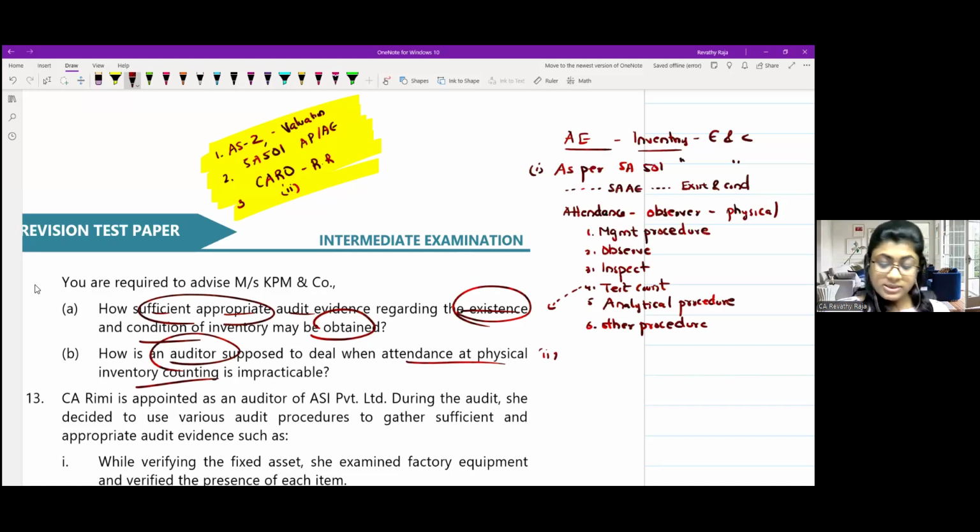Second part is, there was some border issue. So how will you attend? You can't attend. It was impracticable, because of safety reasons you can't go. So what procedure will you do? If it is impracticable, you have to do an alternative.